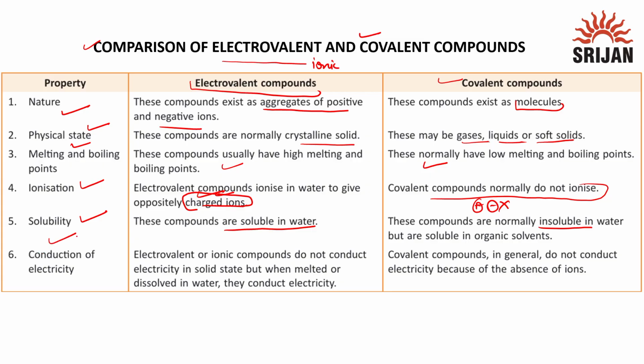Now conductivity of electricity. Due to the positive and negative charge separation in electrovalent compounds, they conduct electricity in the liquid or aqueous state, but they do not conduct electricity in the solid state, while covalent compounds do not conduct electricity because of the absence of ions. So this is the comparison between ionic compounds and covalent compounds. I hope this topic is now clear to you. Thank you.